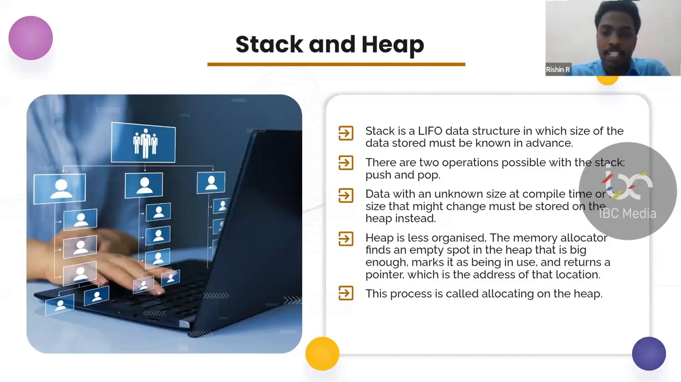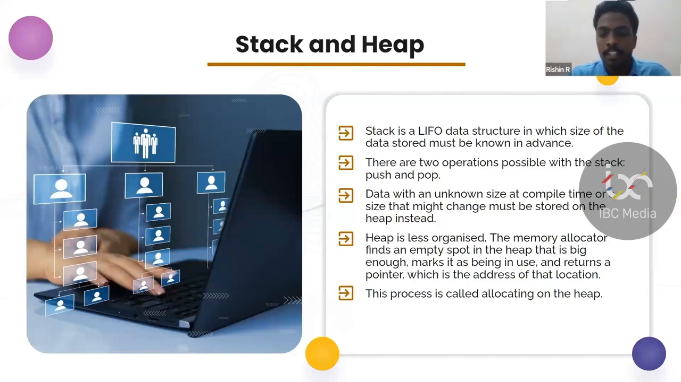Okay. Now you might have heard of stack, and if you know threading or multi-threading, then you know that different threads are placed in different stacks. Okay. Now there are two operations possible with stack, that is the push and the pop. Push means to push into the stack or to insert an element into the stack, whereas pop means to take out an element from the stack.